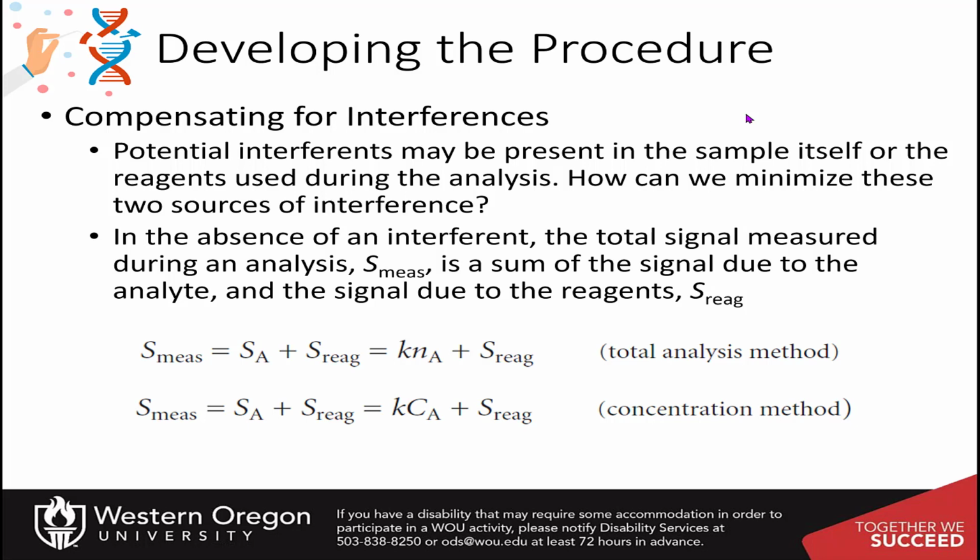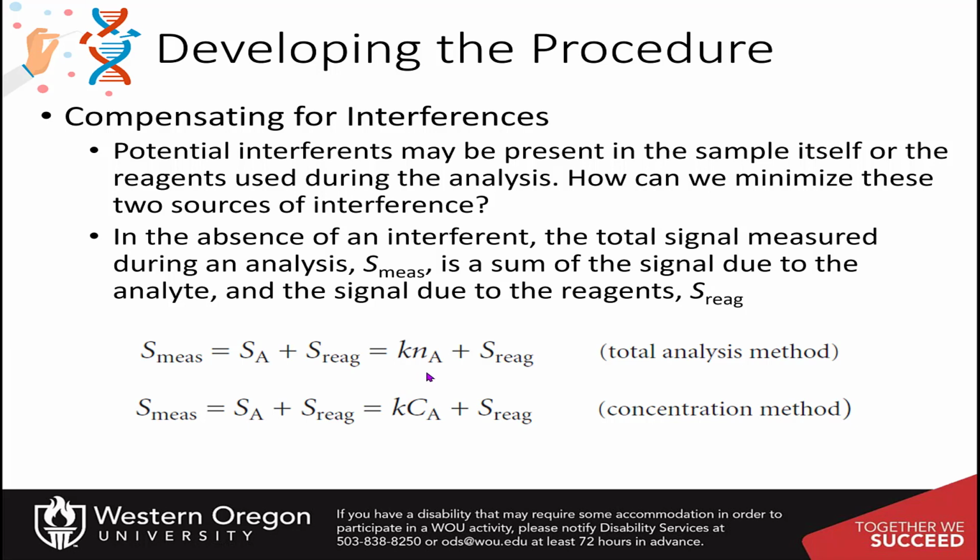So in the absence of any interferent, the total signal measured during the analysis, S measured, is going to be a sum of the signal due to the analyte and the signal due to the reagents. So we can think about this as the measured signal being a combination of the signal from the analyte and the signal from the reagent, so any background that you might have from the reagents.